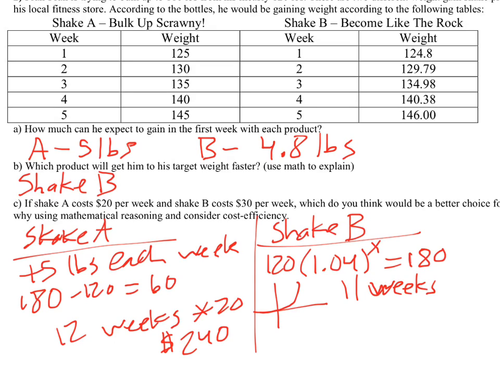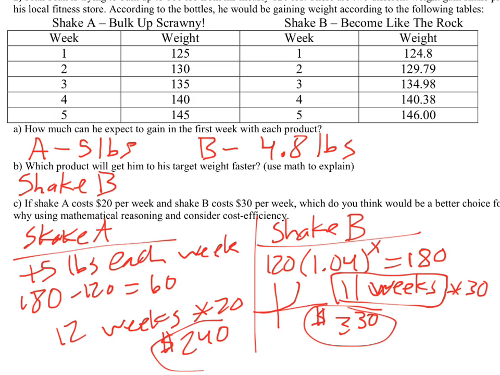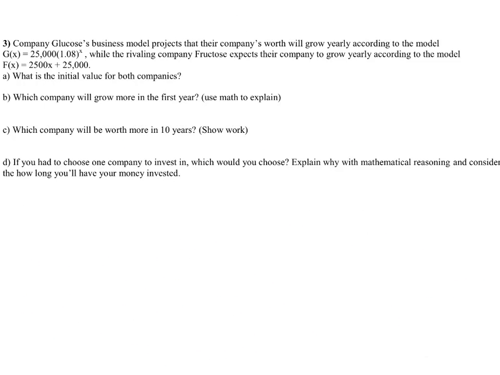But that, you're going to times by 30, so that's $330. And so which one you decide is better is based just on your preference. Spending more, but doing it a week earlier, or spending less and having it take longer. It just depends on what you decide, which one's better or worse.